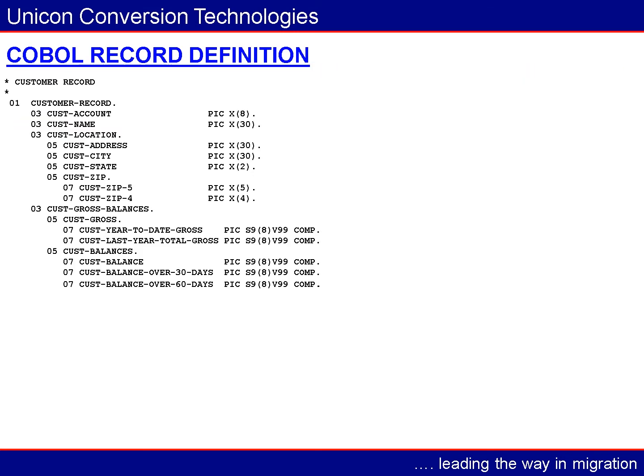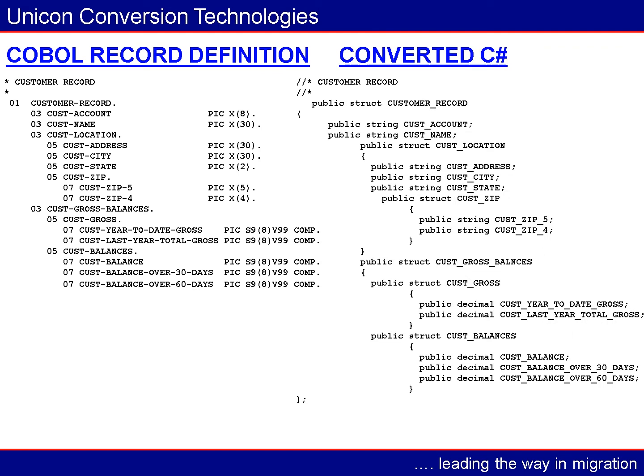For example, this COBOL record definition has nested group data items. This is what it will be converted to using the simplest possible C# structure definitions. It is a fairly complex looking piece of code, and this is a very simple record definition.